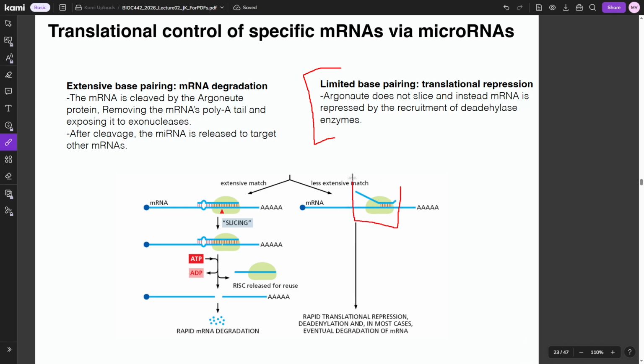So if the RISC complex binds to an mRNA weakly, it doesn't cleave it. Instead, the mRNA is repressed, and then eventually it does degrade. But then if it's an extensive match, the mRNA is cleaved by the Argonaute, and you remove the mRNA poly-A tail, which causes it to be exposed to exonucleases, and you break it down after.